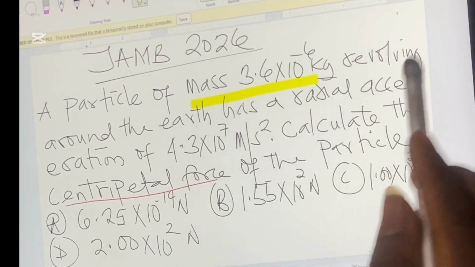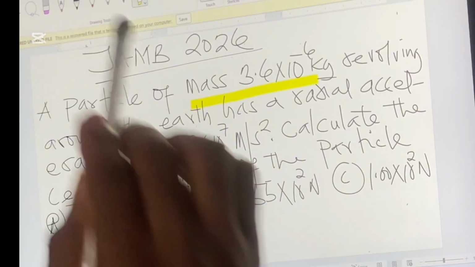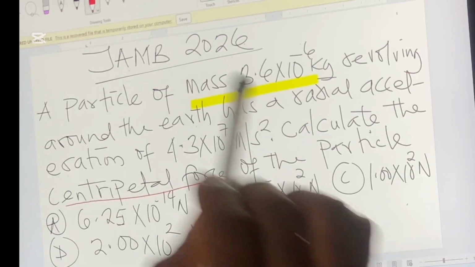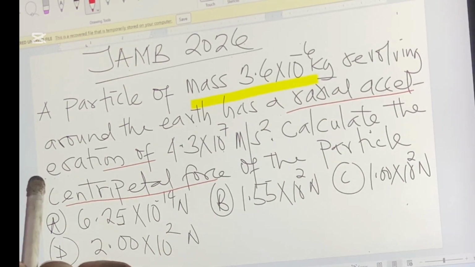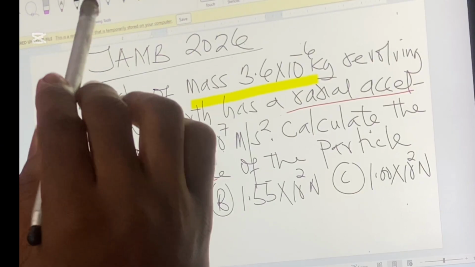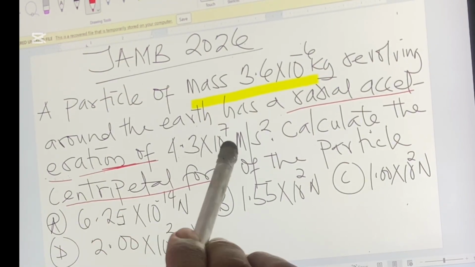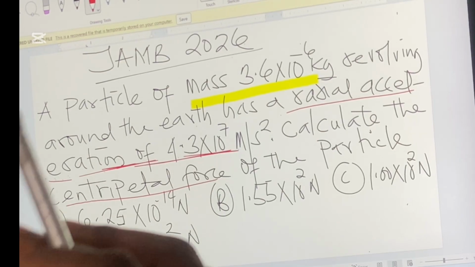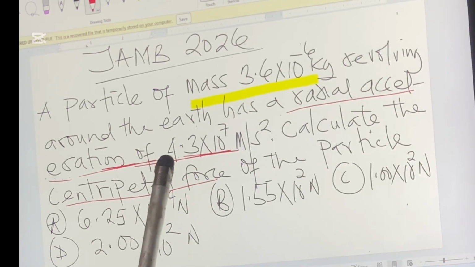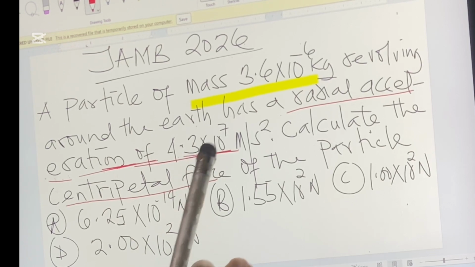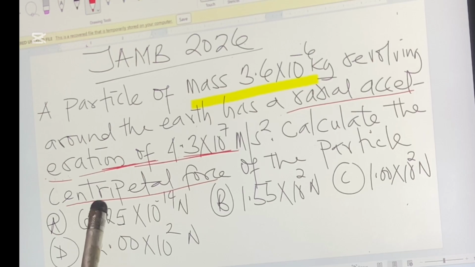The next parameter here given to us is radial acceleration. This word here is very important, not acceleration. They said radial acceleration. Please take note. Radial acceleration means circular acceleration. So circular acceleration or centripetal acceleration is given to us as 4.3 times 10 to the power 7 meters per second square. Okay, now we are asked to find centripetal force.